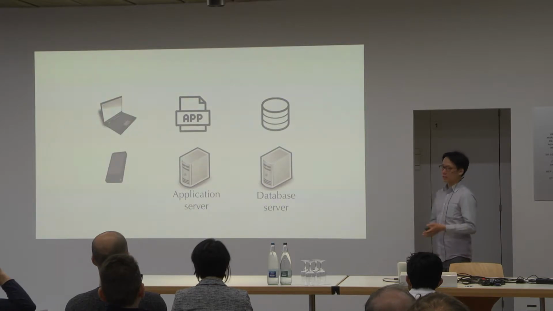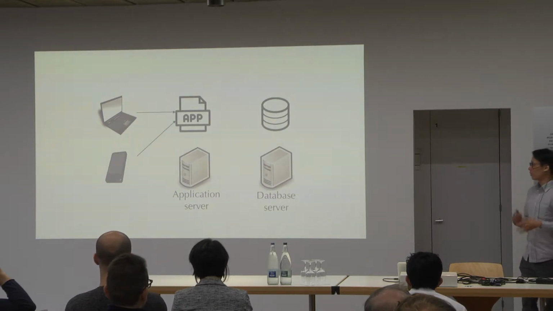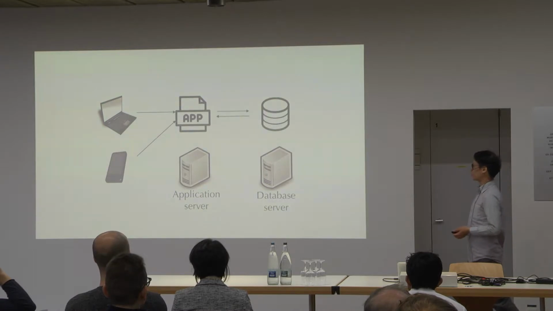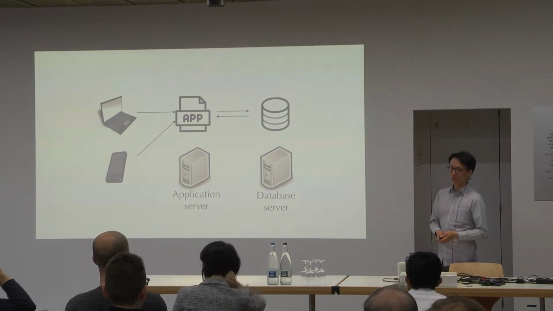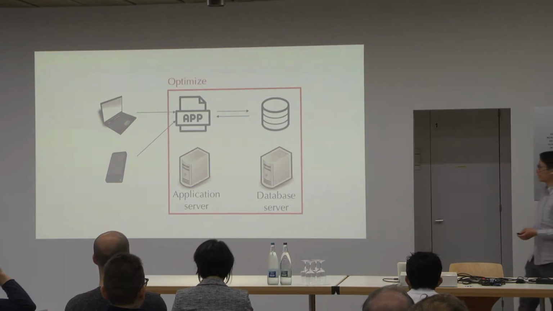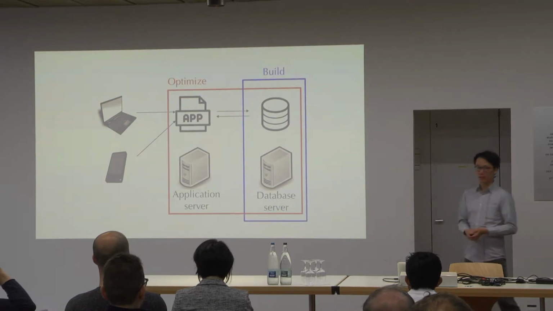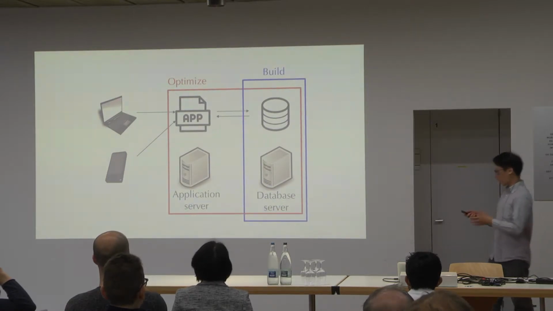When a request comes in, let's say you go to a web page or you play a game on your phone, you interact with the application sitting on the app server, and periodically the app would interact with the database sitting on the database server in order to request and manipulate persistent data. Our group has been focusing on optimizing these kinds of applications and also helping developers build new kinds of data-intensive systems. So what is the problem with this picture?